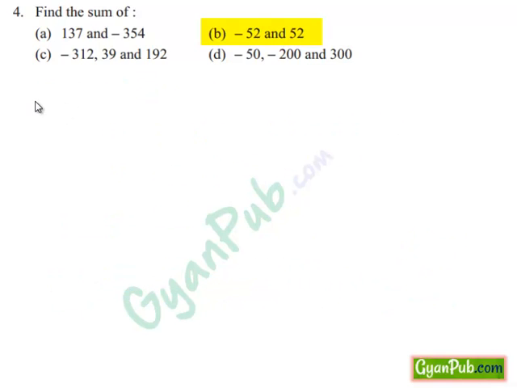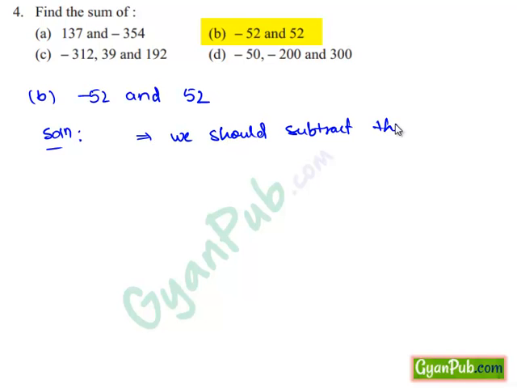Similarly, take down the B bit. Minus 52 and 52. We have one negative integer minus 52 and one positive integer plus 52 to add. Coming to the solution, when we have one positive integer and one negative integer to add, we should subtract them. But the answer will take the sign of the bigger integer. Here we decide the bigger integer by eliminating their signs.